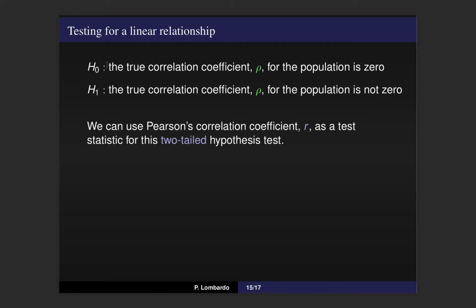So we have this null hypothesis that we're going to want to test, right? If there's no relationship, we would have a correlation coefficient at the population level equal to zero. So that's going to be our null hypothesis. Our alternative is that we actually do have a significant linear relationship. In other words, the population level correlation coefficient is not equal to zero. Okay, so this is the hypothesis test we're running.